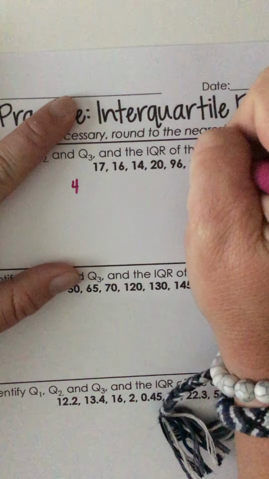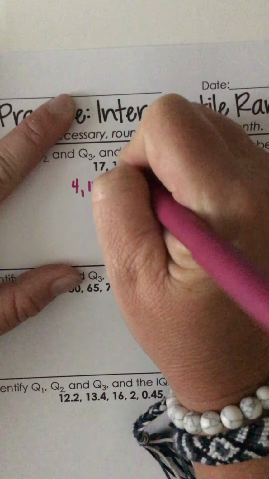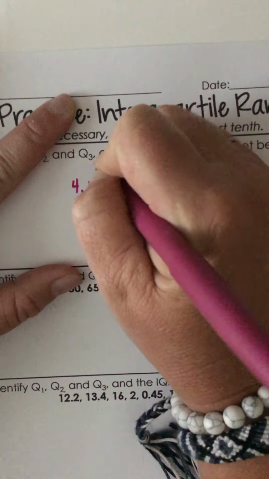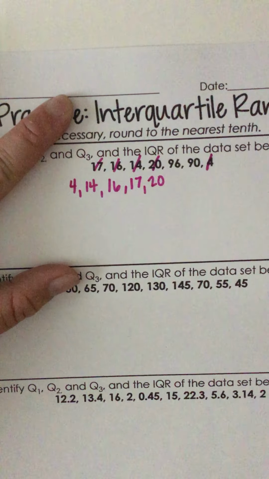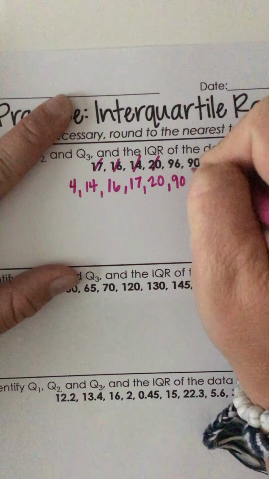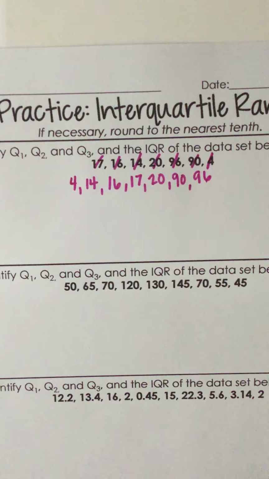So we're going to do 4, 14, 16, 17, 20, 90, and then 96. So now they're in order from least to greatest.